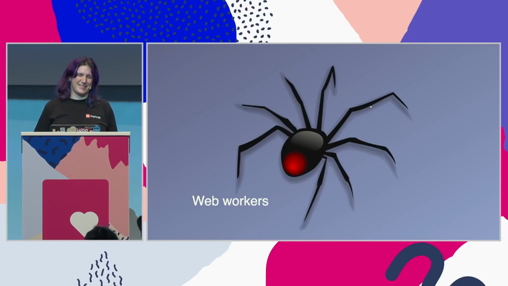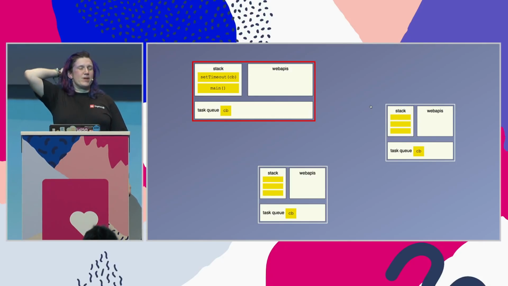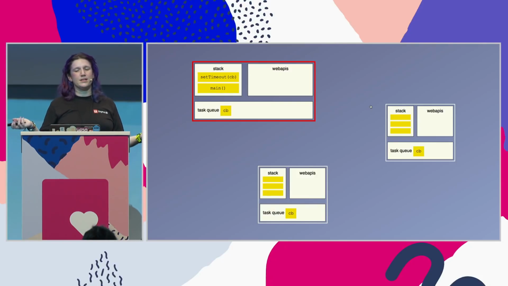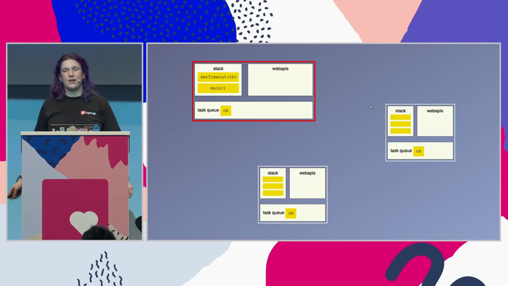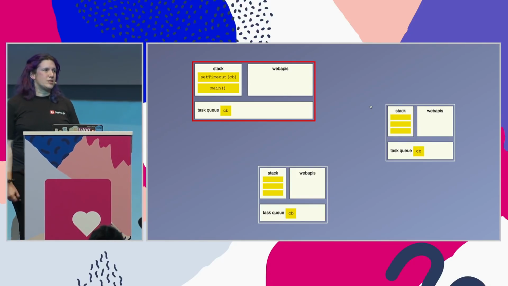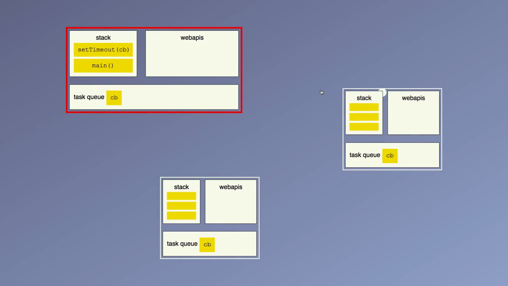Cool. So web workers. Web workers turn out to be dead simple. Each web worker runs in its own thread. It's got its own event loop. It's got its own stack. It's got its own task queue. Everything just runs on its own. It's even easier than Node.